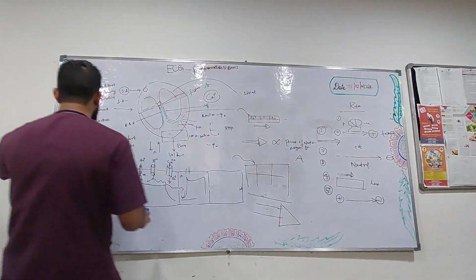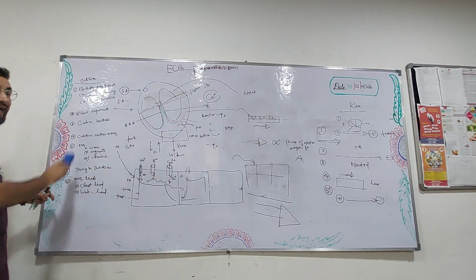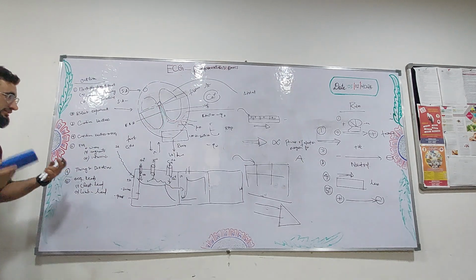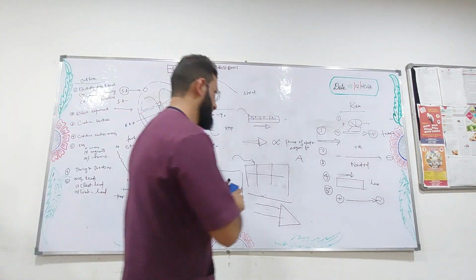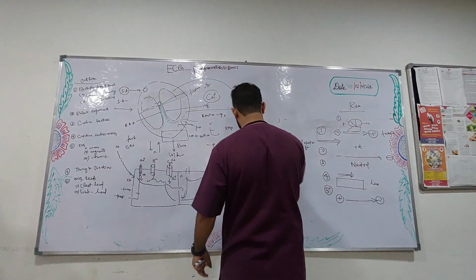Now we will see the actual cardiac vectors. What are the vectors which are generated in our heart during one cardiac cycle? You remember the cardiac cycle?